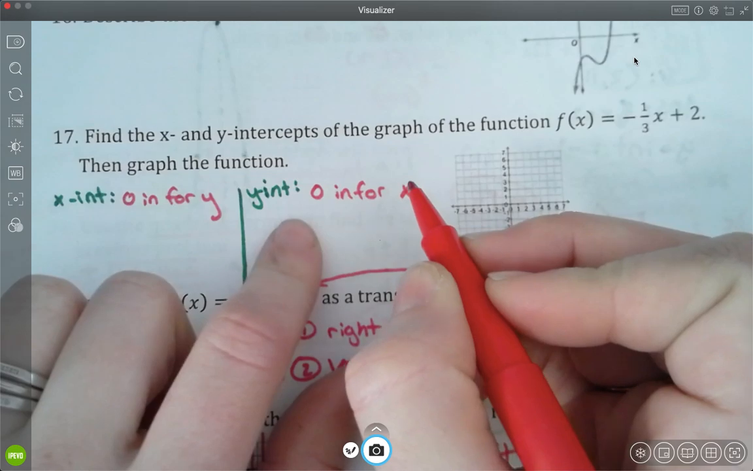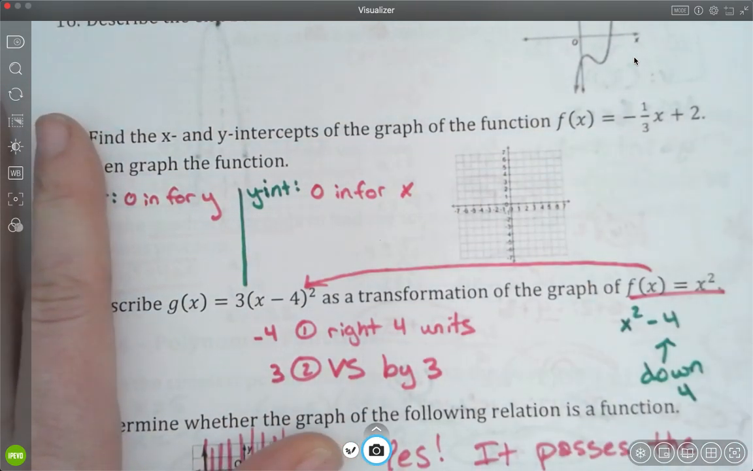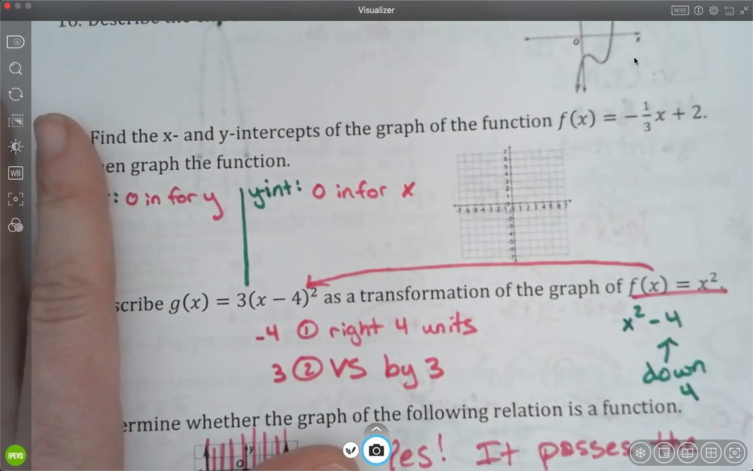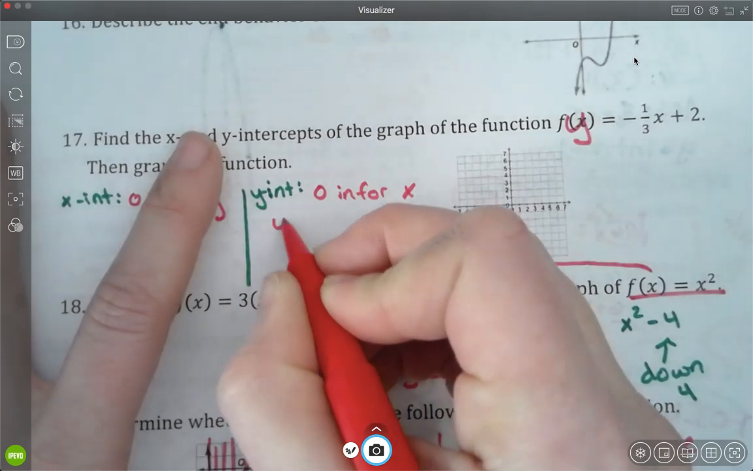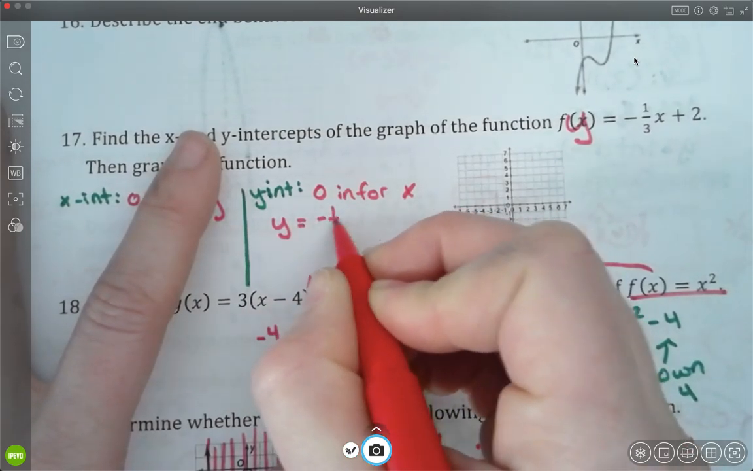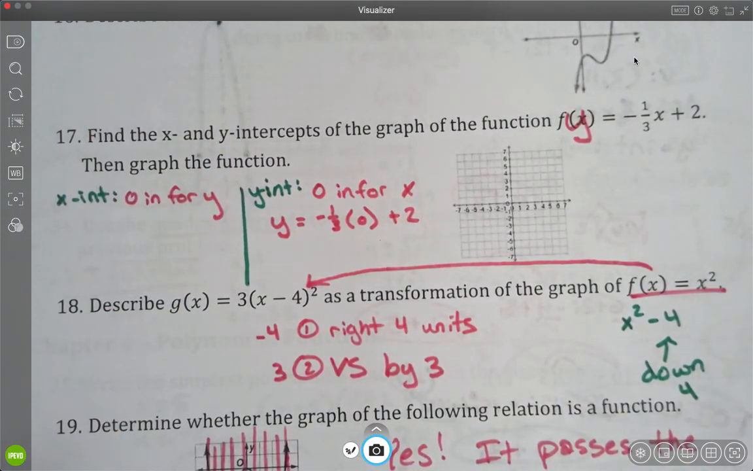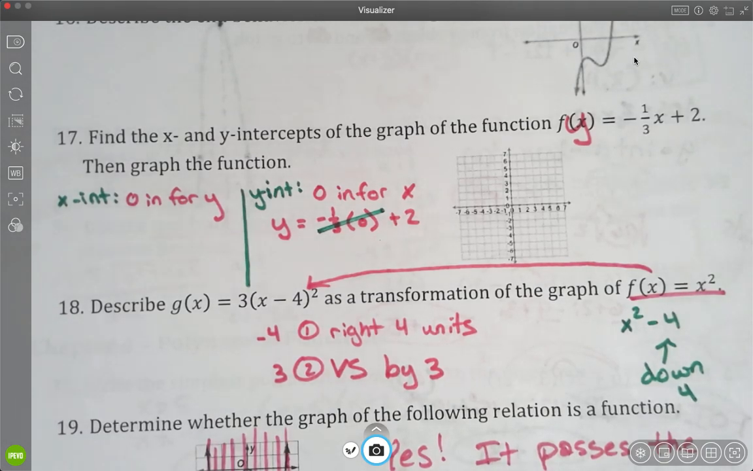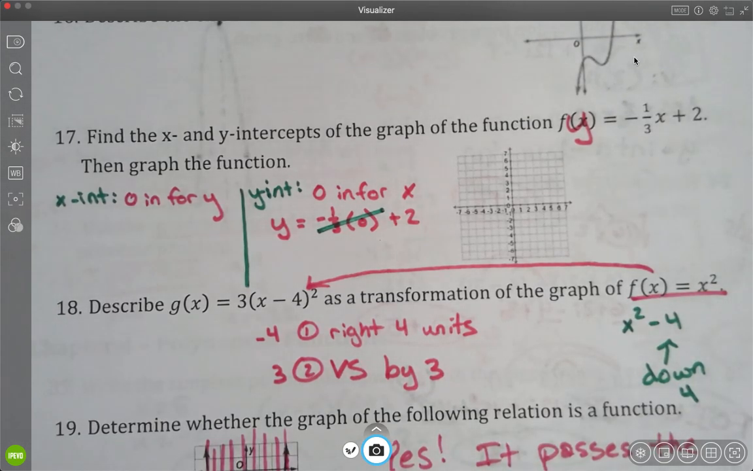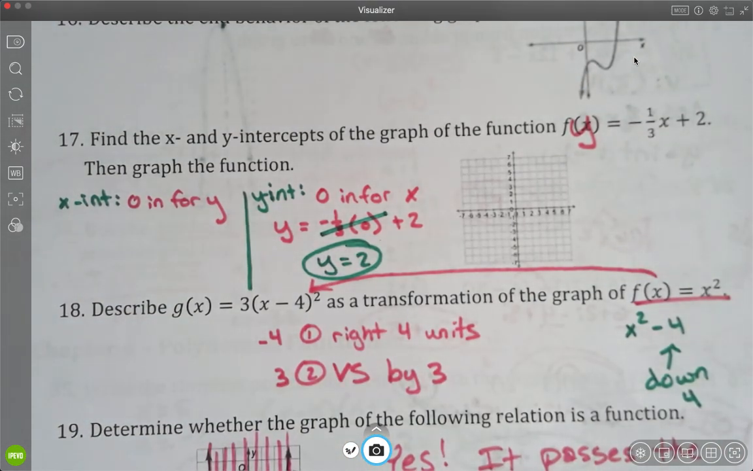Let's do this one first. So y-intercept. I don't have a y. f of x is the same thing as y. So I'm plugging 0 in for x. So y equals -1/3 times 0 plus 2. Okay. So you said that the answer is just 2, and you are right, because when I plug 0 in for x, it just makes everything else go away, right? So y equals 2, and 2 is the y-intercept. Does that make sense?